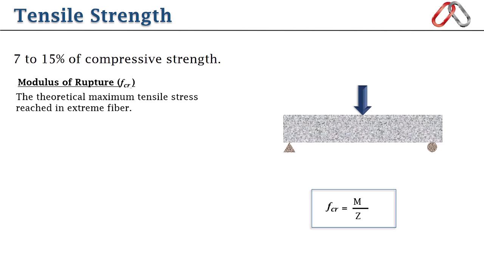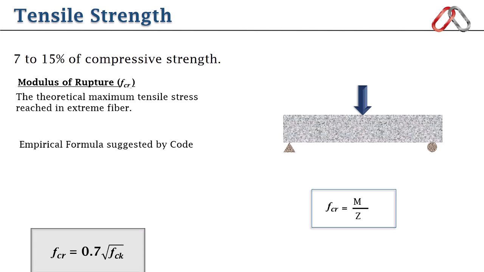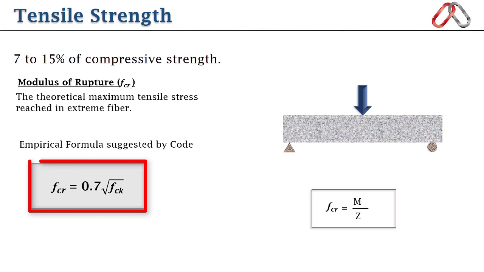And here the code also suggests an empirical formula for estimating the value of modulus of rupture. fcr = 0.7 √fck, where fck is the characteristic compressive strength. And you can see here a very important point. This formula is a relationship between tensile strength and compressive strength.